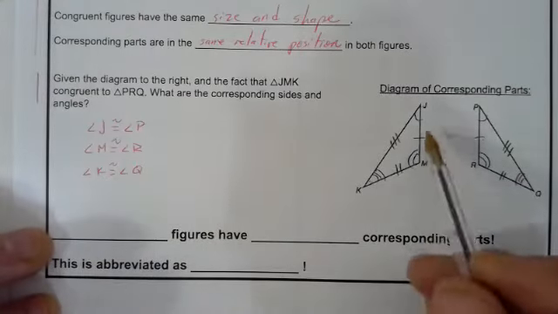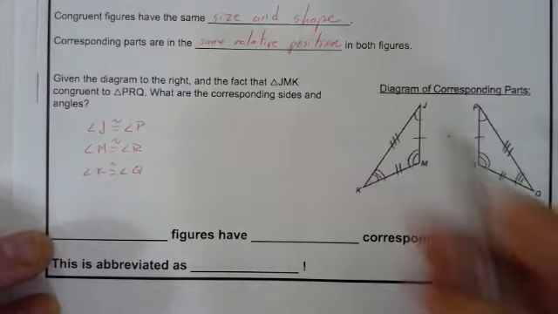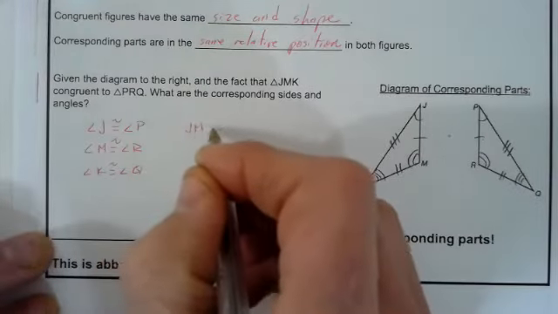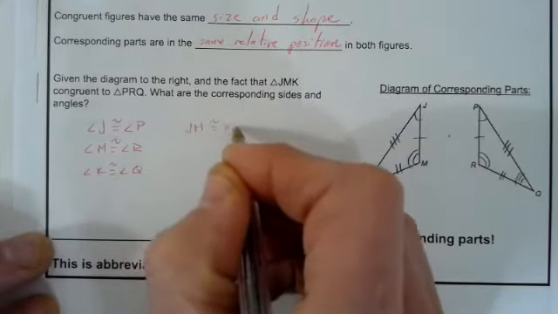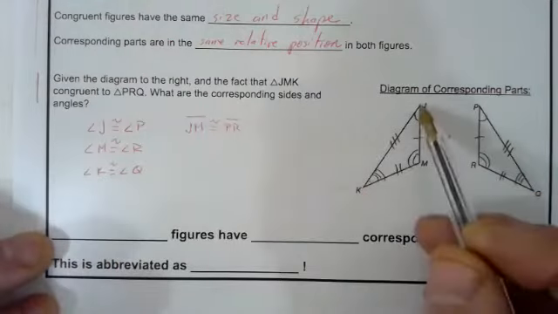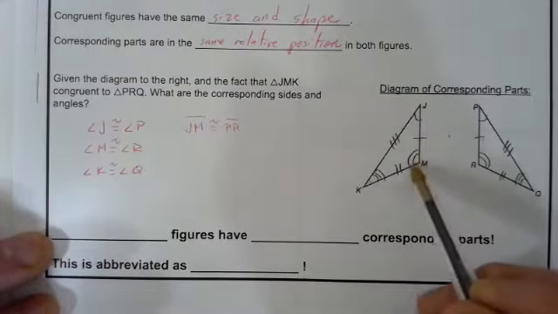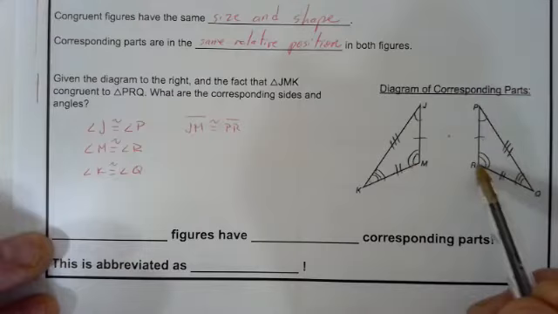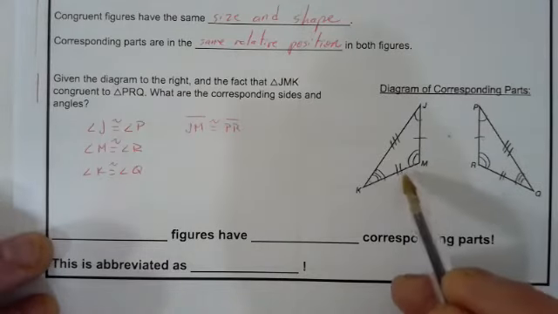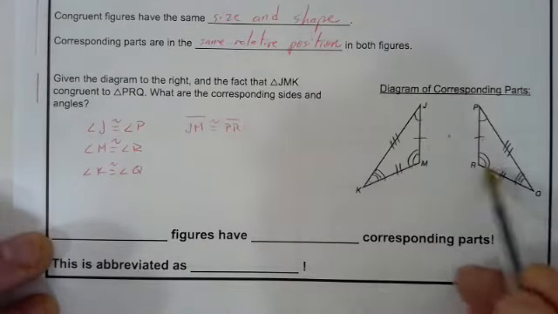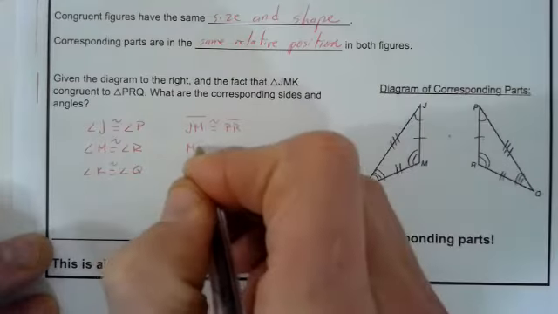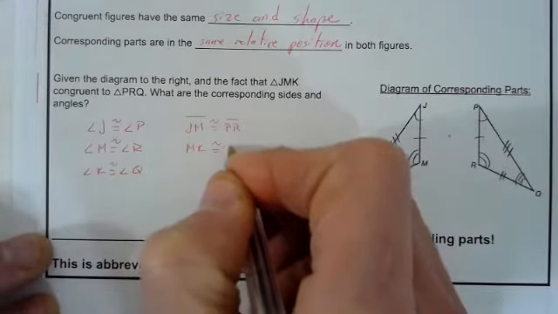Now let's talk about the sides. One tick mark for JM and PR. JM is congruent to segment PR. They're in the same relative position between the one angle and the two angle. Now we have 2 tick marks here, so MK and RQ are also going to be congruent to each other. MK is congruent to RQ.